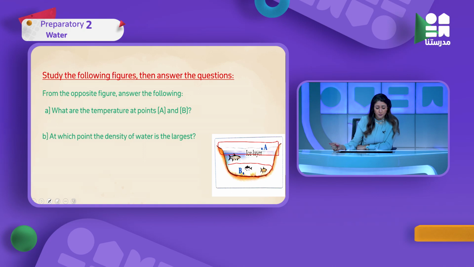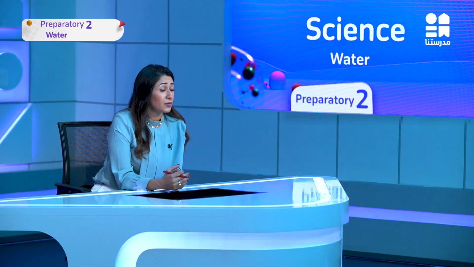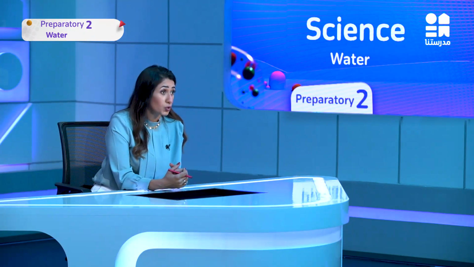يقول لي إيه السؤال ده؟ Number A, what are the temperature of the points A and B? طيب, الice يبقى of course A, its temperature is 0 and B, its temperature is 4 Celsius. And this is the temperature اللي ربنا سبحانه وتعالى خلق الcreatures إنها can tolerate this kind of temperature and be still alive under frozen water.